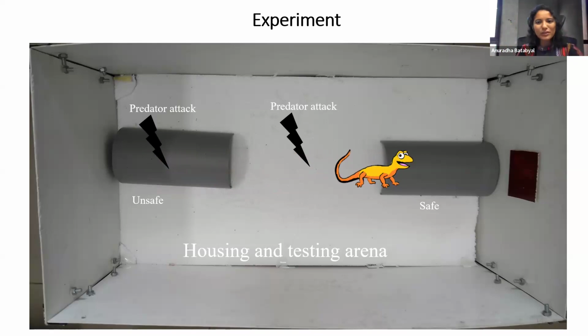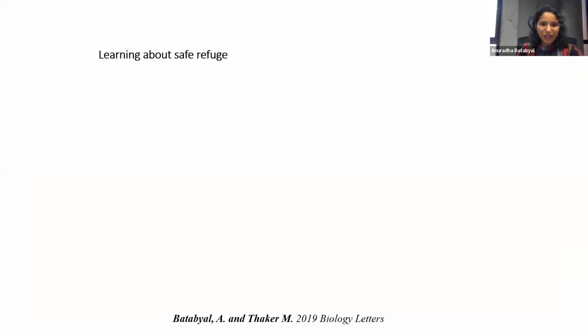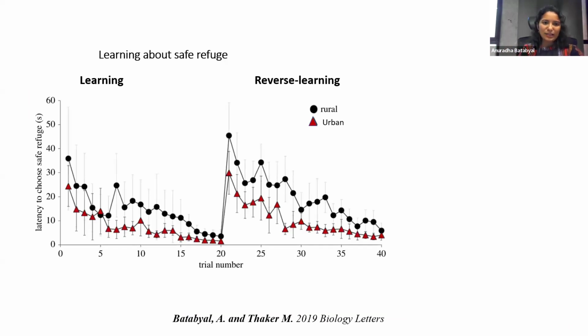So we did this experiment with urban males and rural males. And what we found was that learning happens very fast in the urban males compared to the rural ones. The urban ones are these red triangles, and this is the latency to choose the safe refuge, which I've plotted on the y-axis, which means how much time you take to choose. And slowly you get better and better. So you're very fast in choosing the safe one after a time point. The rural ones, which are these black ones, take a longer time. That's why the graph is at a higher level here.